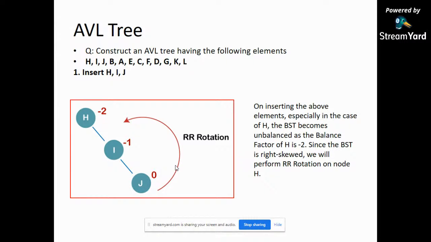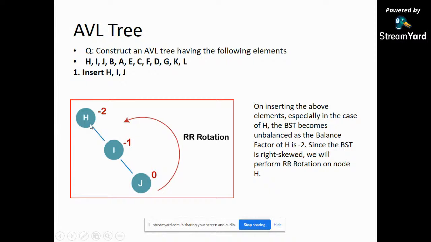Now next is construct an AVL tree having the following elements. So first we'll insert the node H. So balance factor of H is 0. That's okay. Then we'll insert I. So I will come after H, in the sequence of A, B, C, D. I is bigger than H, so we'll insert I in the right of H.